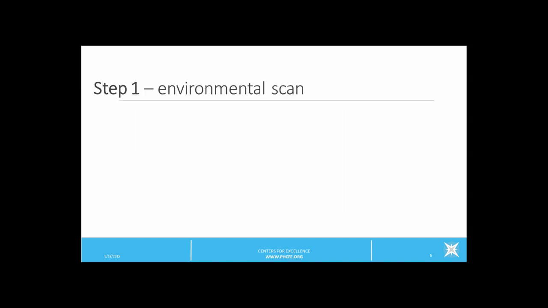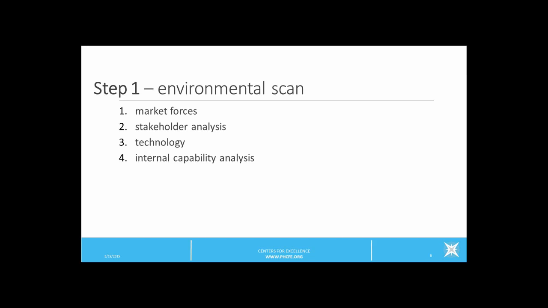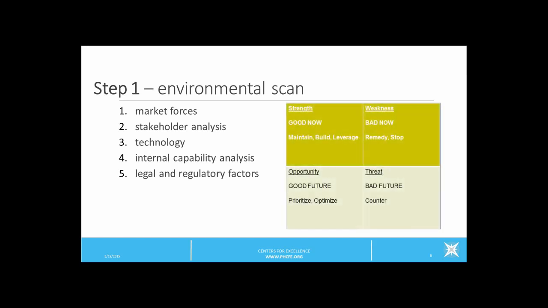Step 1. Environmental scan. The following 5 areas are crucial to your environmental scan: market forces, stakeholder analysis, technology, internal capability analysis, legal and regulatory factors. A useful way to analyze these areas is a SWOT analysis, and here is the SWOT format. Use the quadrants to build information for each topic area to include in your plan.